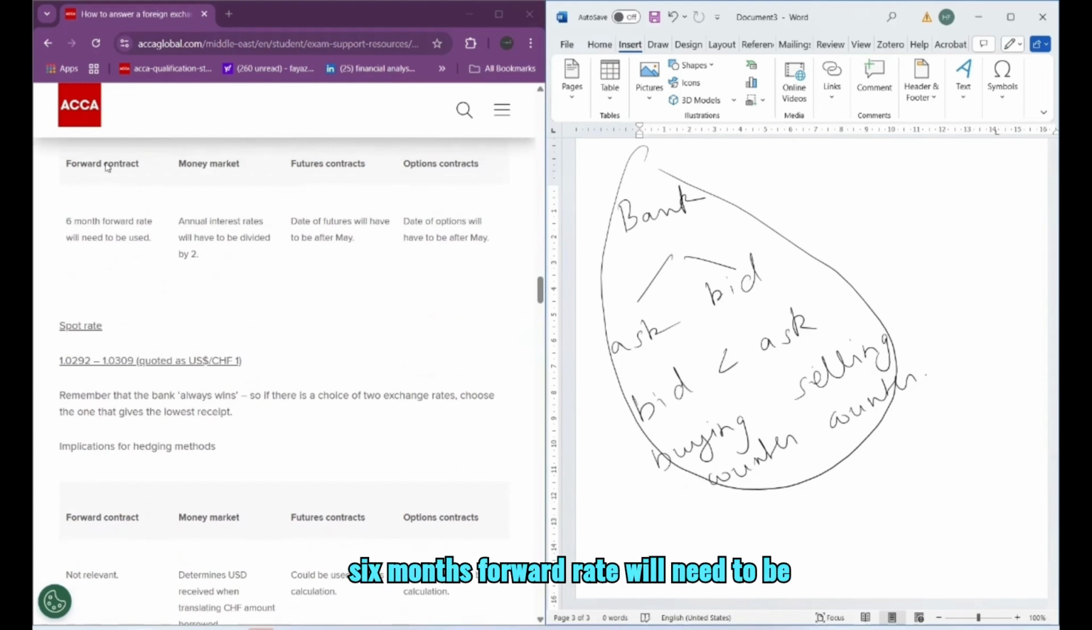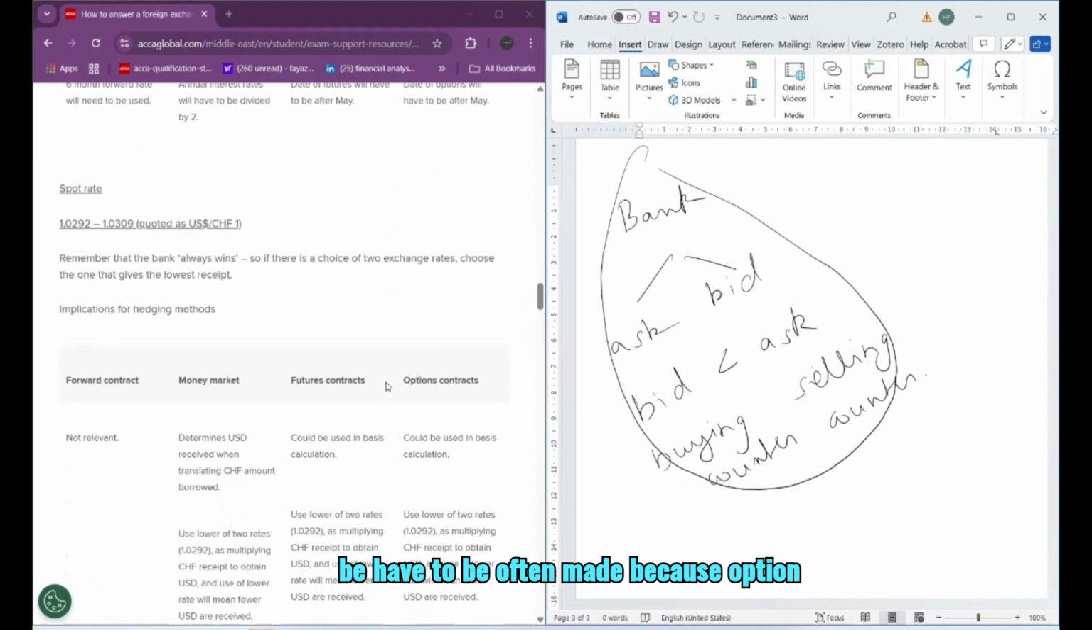Please. Now, the 6-month forward rate will need to be used. Annual interest rates will have to be divided by 2, correct? Whether it is investing or borrowing. The date of futures will have to be after May, definitely. And the date of options will also have to be after May, because an option actually considers futures inside it. Even if the exercise price or premium works differently, technically it has a futures concept inside it. In our question, I'm not going to confuse you further.